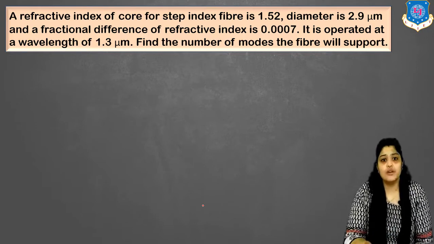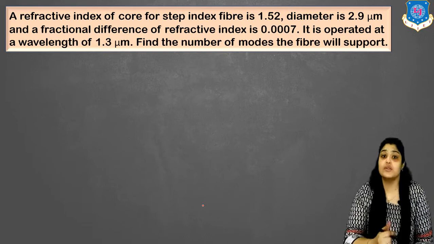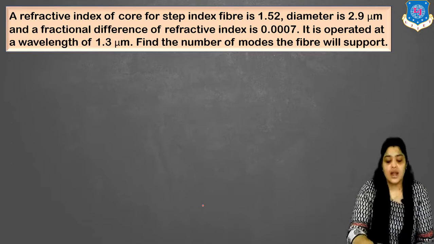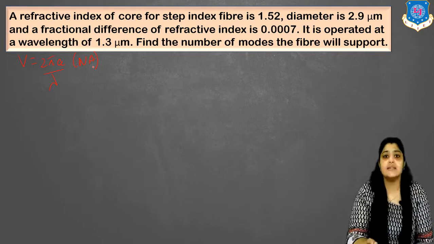So, to find out the number of modes, Nm equals V square by 2. Definitely we would need V. Now, what do you mean by V? It is known as the V number, defined as 2 pi a by lambda into NA. I can simply write NA, which is the square root of n1 square minus n2 square.